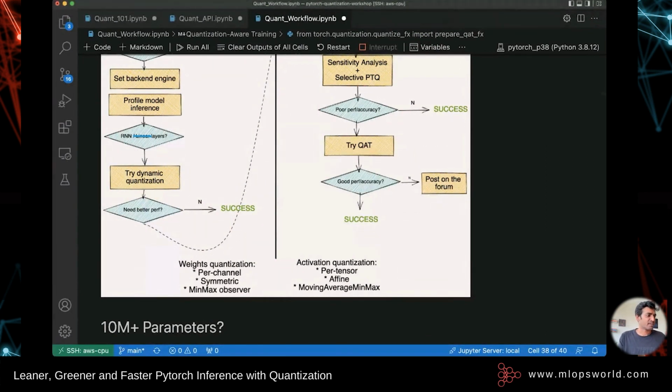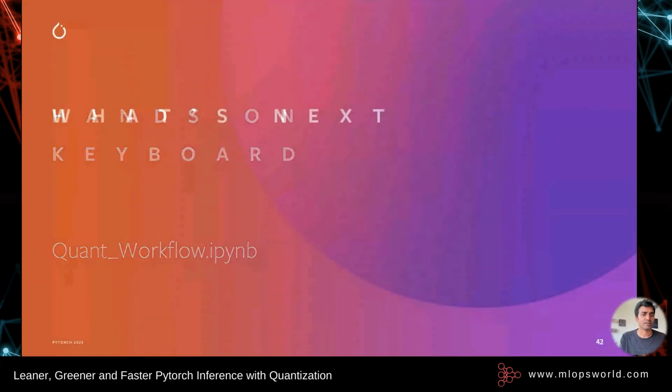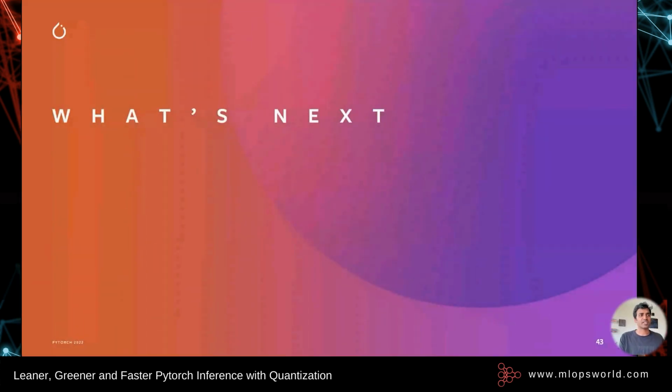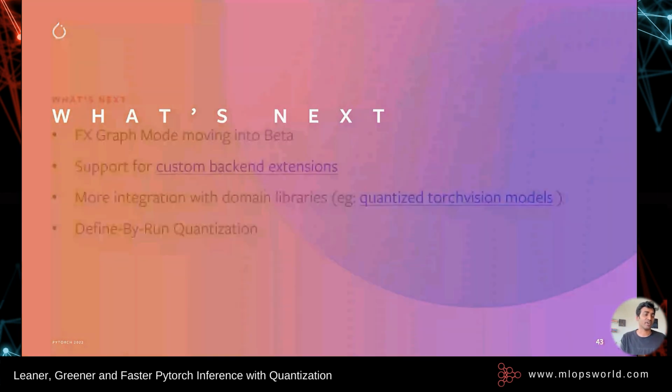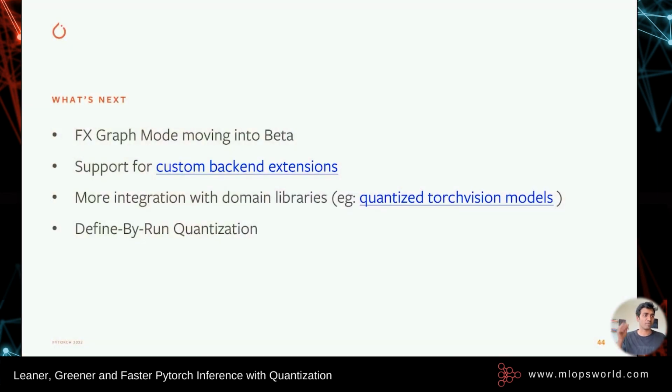So that brings us almost to the end of the presentation. Just to wrap up, I have a last few slides. So what's coming next in PyTorch quantization? We are really excited that graph mode is going to be moving into beta. The API is going to be more stable, and you can start using that and trying it out.